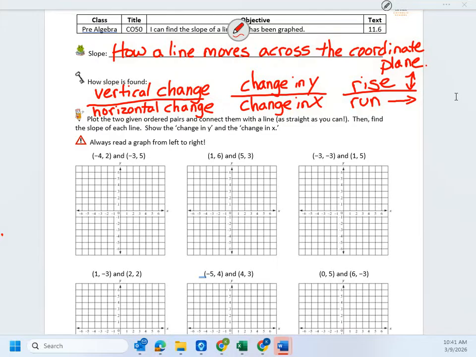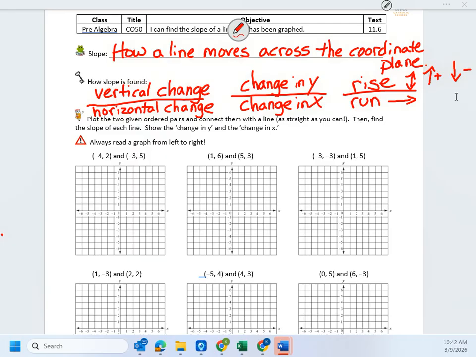Now, a detail that we need to know. If the rise goes up, our slope will be a positive. If our rise goes down, that slope is going to be a negative. It's going to make sense when we start to see it, but we have to know if we have a positive slope or a negative slope. So we're going to really look at what our line differences look like between the positive and the negative.